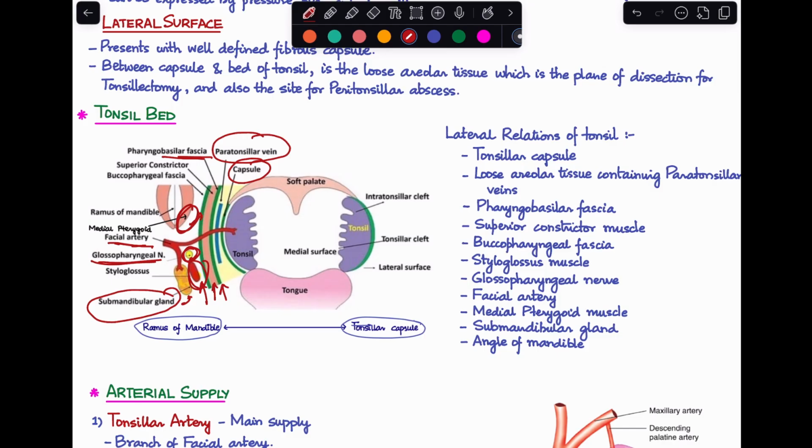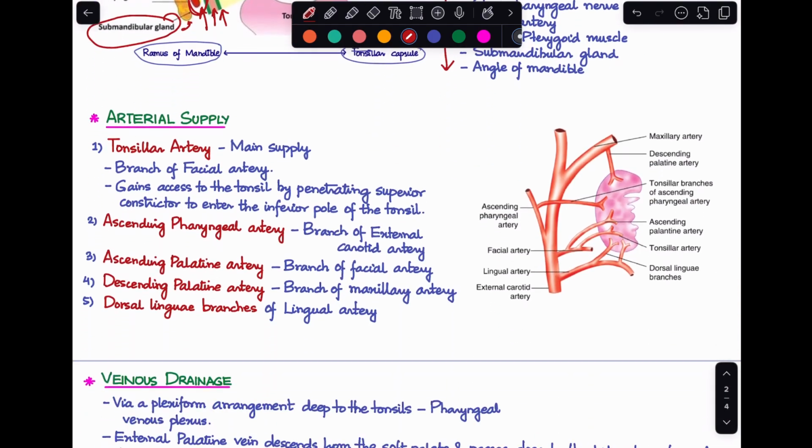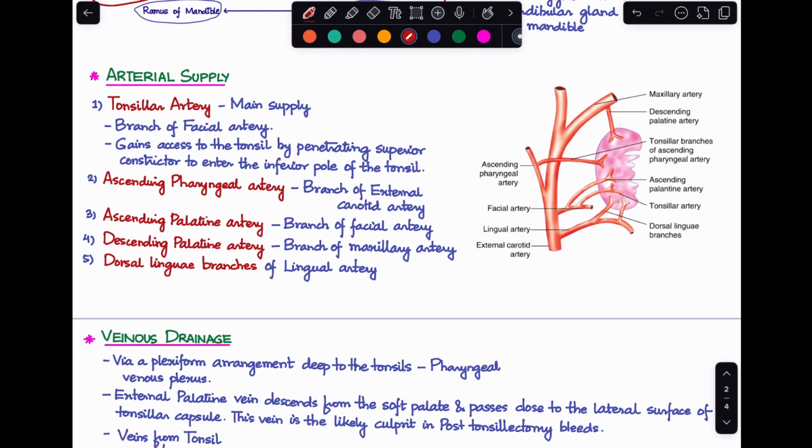So, these are all the structures of the tonsillar bed, and you should remember exactly in this order, which is from medial to lateral direction. You can check out my video where I talk about a very easy way to remember all the structures in the tonsil bed. Next, moving on, let's talk about the blood supply of the tonsil.